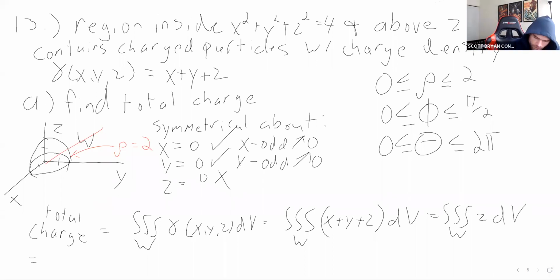Okay. So our integral, when we switch to spherical, is going to be theta goes from 0 to 2 pi. Phi goes from 0 to pi over 2. And rho goes from 0 to 2. And we're integrating z. So z, remember, in spherical is rho cos phi. And then dV becomes, remember, rho squared sine phi, d rho d phi d theta.